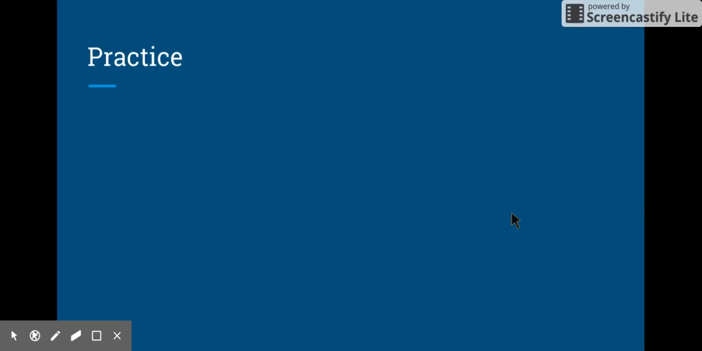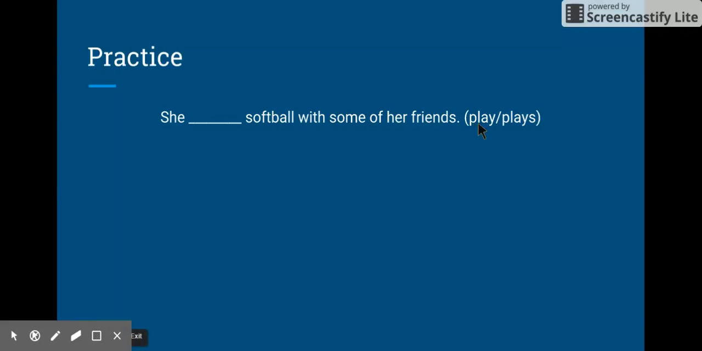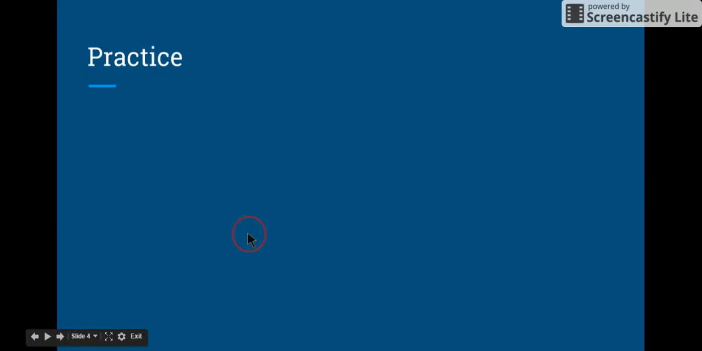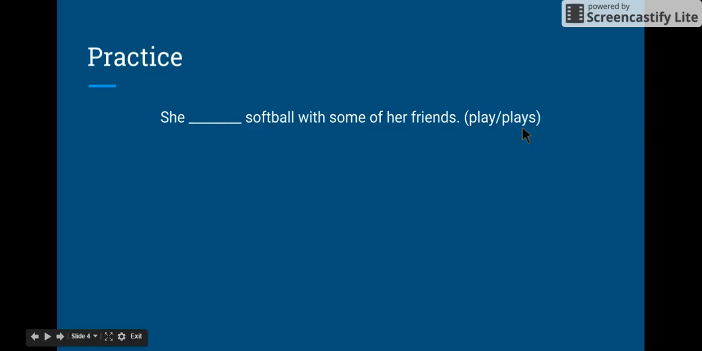So let's practice. The first sentence says, she blanks softball with some of her friends. Your choices are play or plays. If I don't remember, I could go back to the last slide and see that she needs to have an S added to it. So now I know that it's going to be she plays.